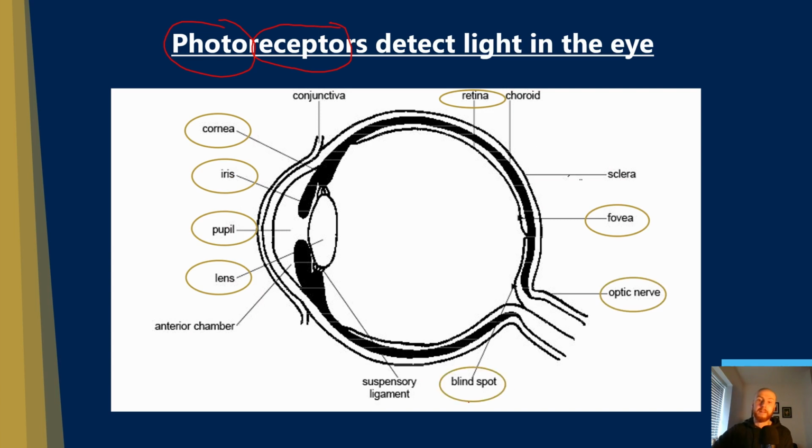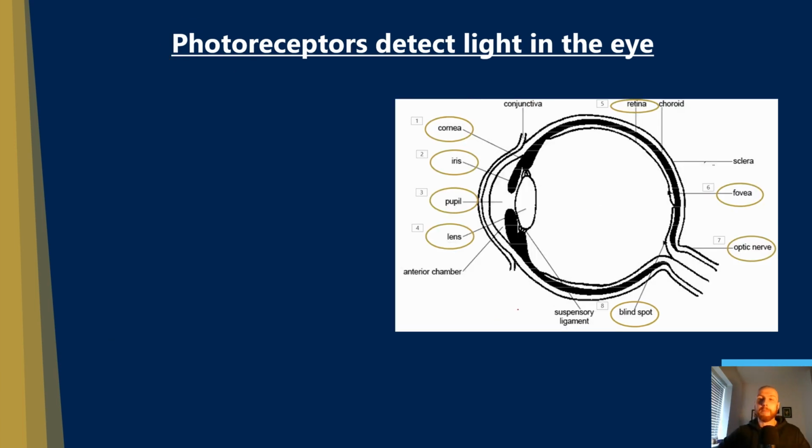And also the fact that there's a blind spot where the optic nerve attaches to the eye as well. So let's go through this in a little bit more detail. Now, I've numbered the diagram on the right, which will match the steps we go through on the left.